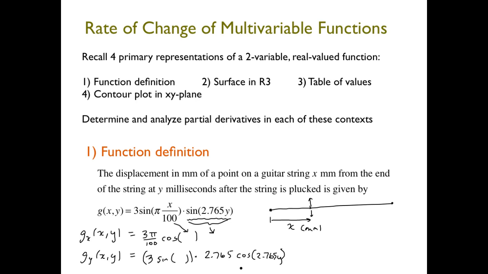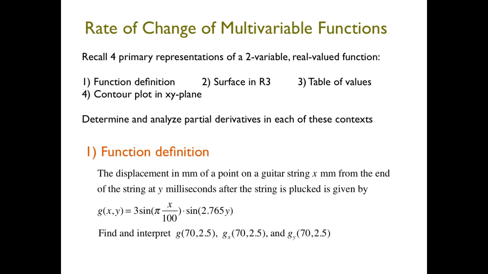I'll give you a second to write those down. No, because it's derivative of sine, right? Oh, yeah. They're both derivatives of sine, so they're both going to be positive cosine. We good? Questions?